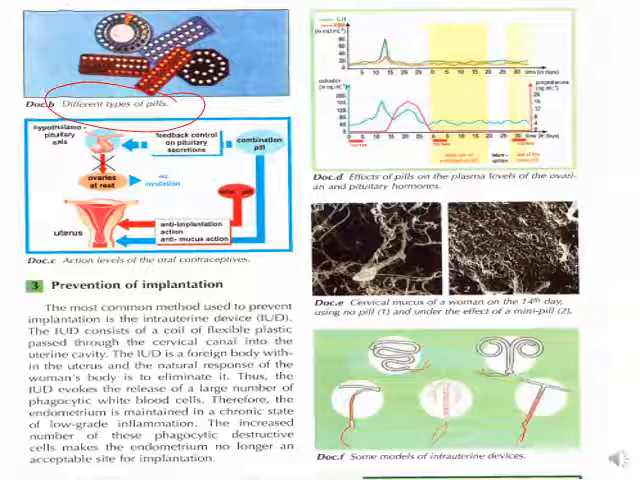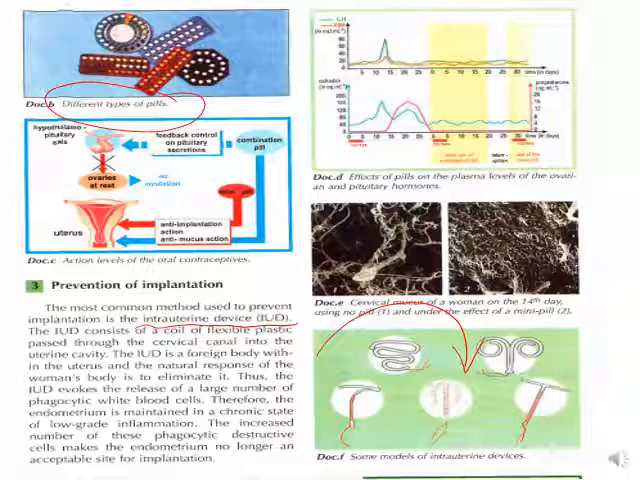Here, the prevention of implantation. For the prevention of implantation, the most common method used is the IUD. IUD is called the intrauterine device. These are some of their shapes. This consists of a coil of a flexible plastic. This is passed through the cervical canal into the uterine cavity.